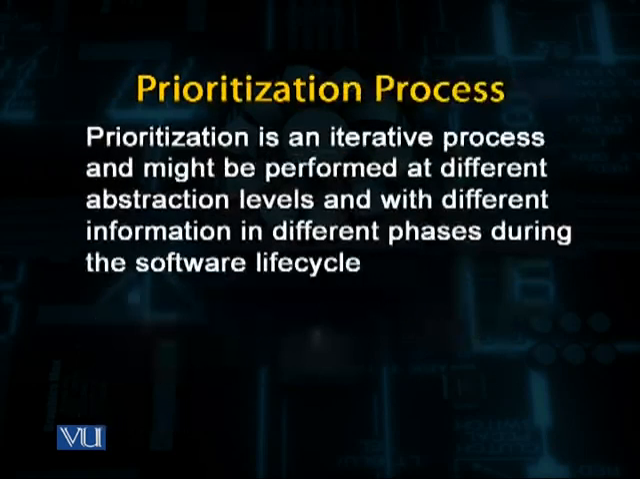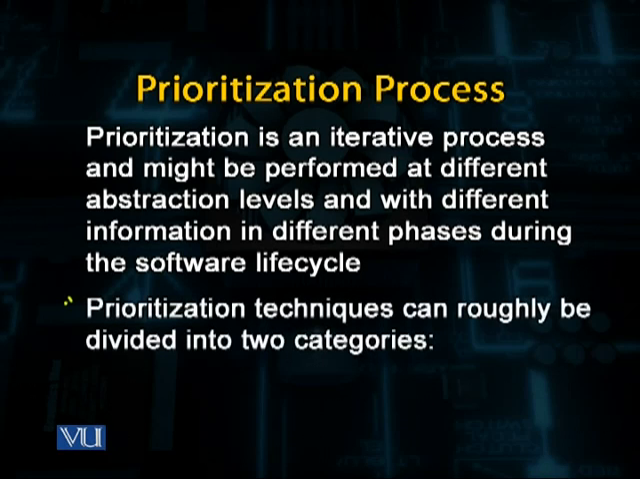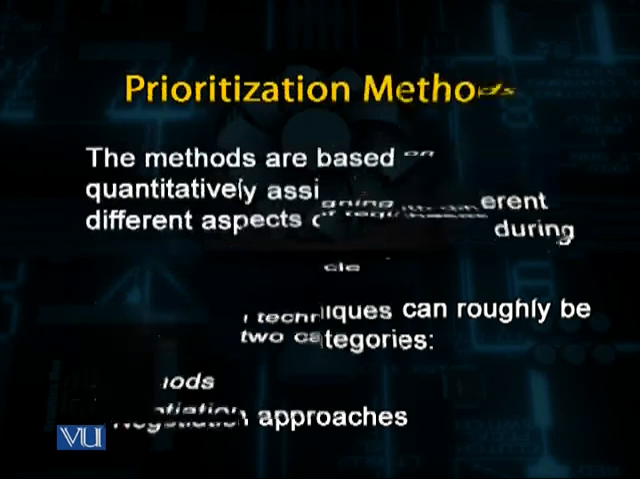As I have said, requirements prioritization is an iterative process, and it might be performed at different levels of abstraction and with different information in different phases during the software development activities. Prioritization techniques can be roughly divided into two major categories. There are methods and there are negotiation approaches. Now, what is the difference between a method and a negotiation approach as far as requirements prioritization is concerned?